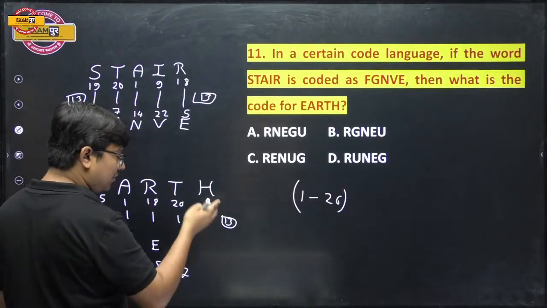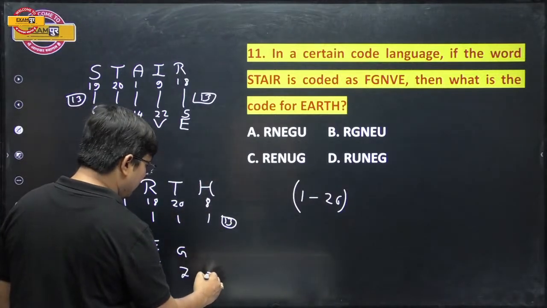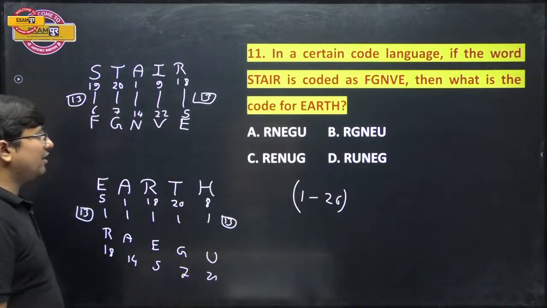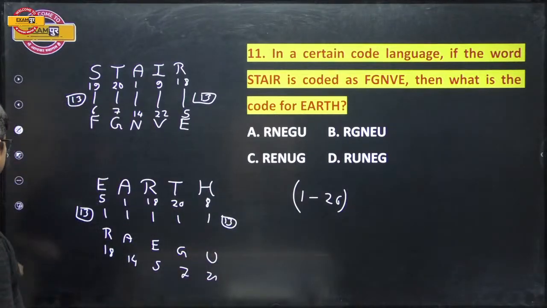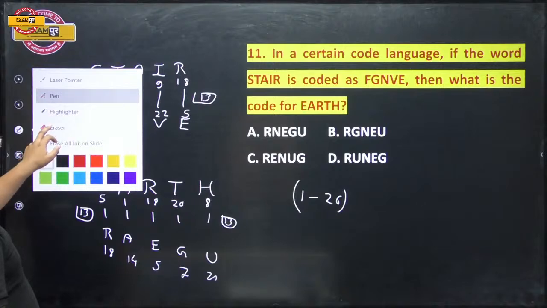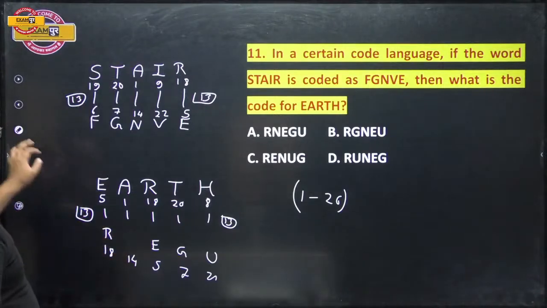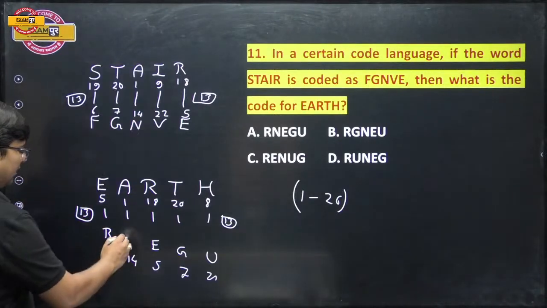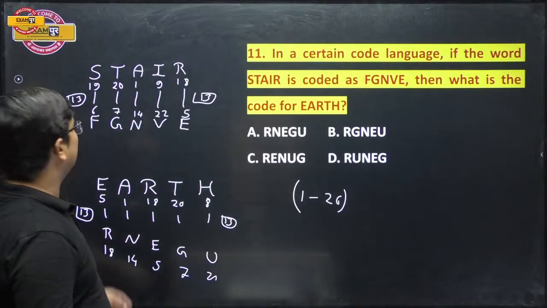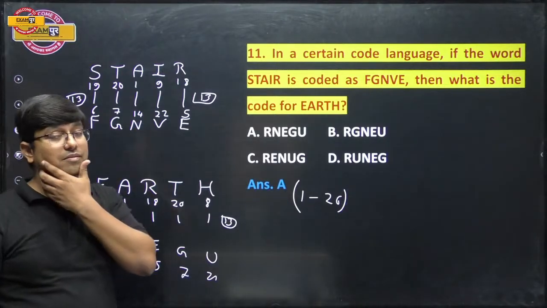We will subtract. Here we cannot subtract. We will add 13, 21, which is U. So R, A, E. Let me see. This is N. My dear students, this is N. 14 is the position of N. Okay, R, N, E, G, U. So R, N, E, G, U stands for option number A.